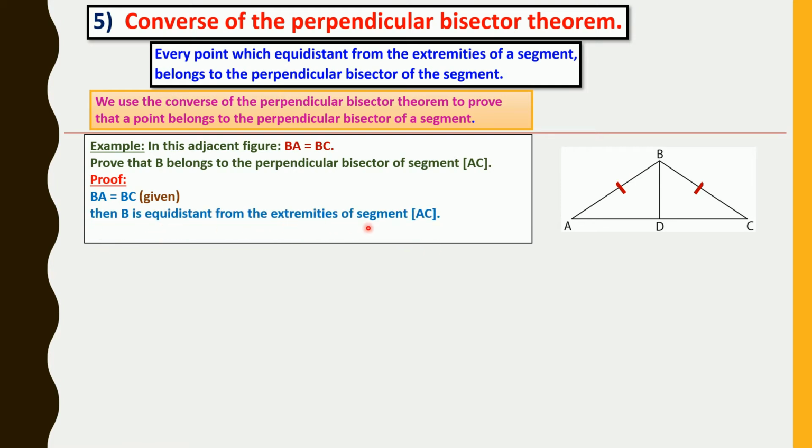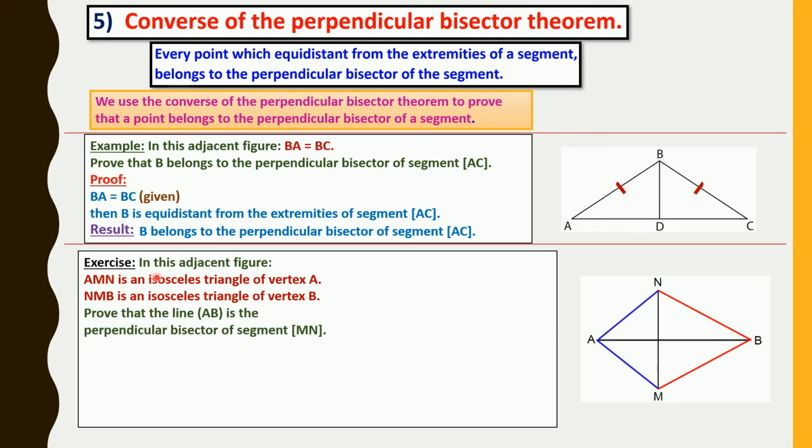the extremities of segment AC, and by using the converse of the theorem, we can say that point B in fact belongs to the perpendicular bisector of segment AC. Result: B belongs to the perpendicular bisector of segment AC.